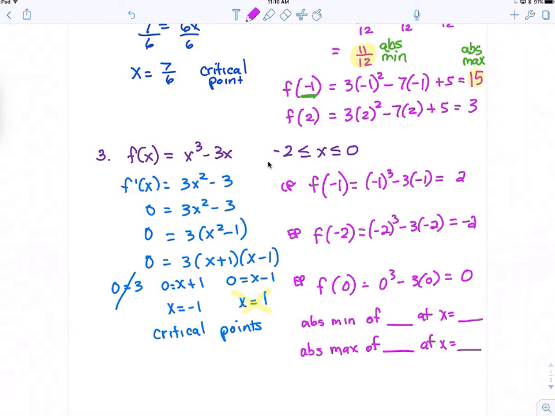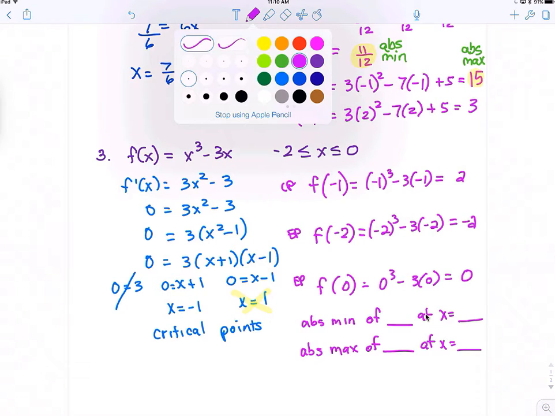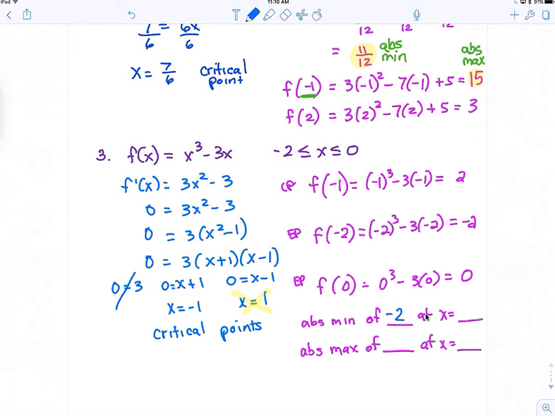Okay, so we test our values. At the critical point, we get a value of 2, at endpoint -2, and at endpoint 0. So the absolute min occurs at x equals what do we put here? The absolute min is -2. Good. Let me plug that in. And it occurs at x equals -2. Good. What about the absolute max? 2 occurs at x equals -1. Good.